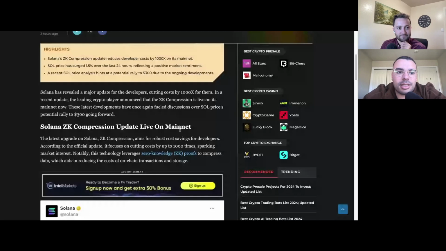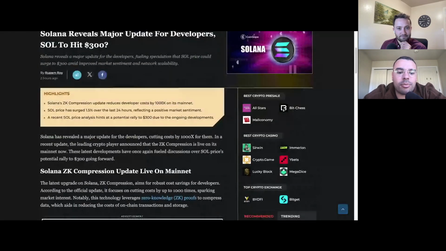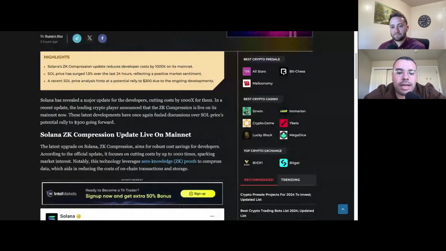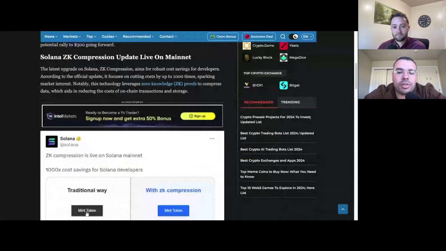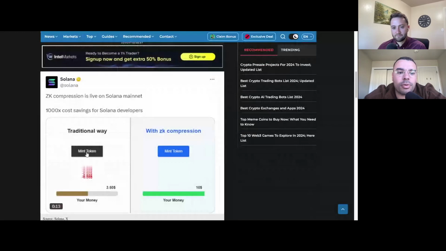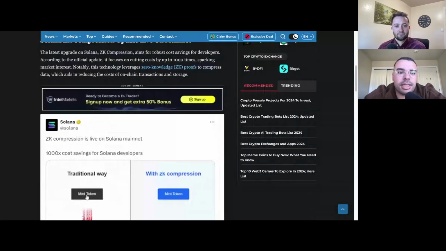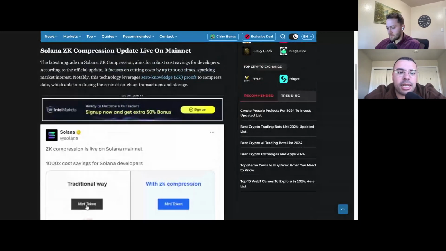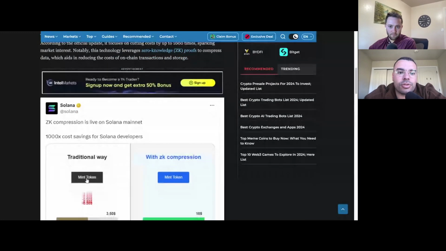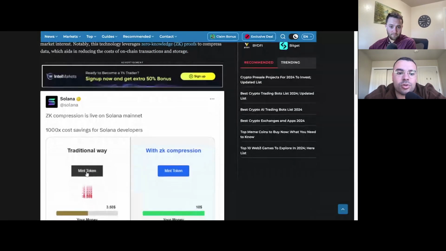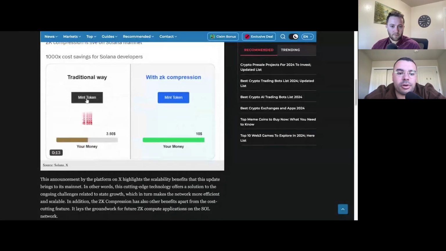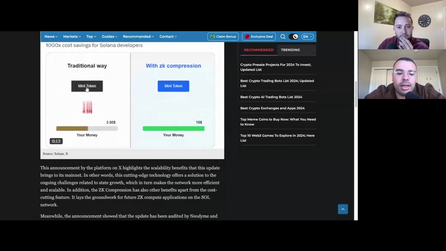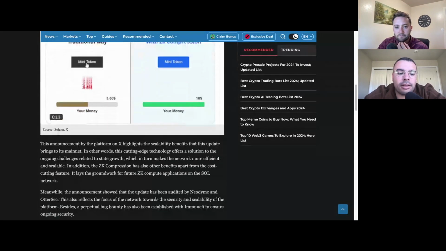So really what this is, it's a ZK compression that they just pushed live to the mainnet, and the goal is to cut costs by up to 1,000 times for developers. But essentially what this does is it compresses data and aids in the reducing of costs on on-chain transactions and storage for developers. So as they're working through and pushing new PRs and all that, this makes it easier for them to do that with a lower cost.